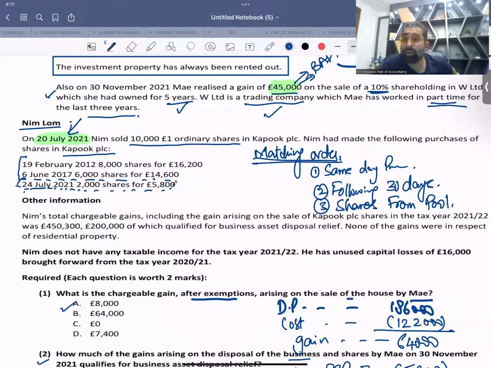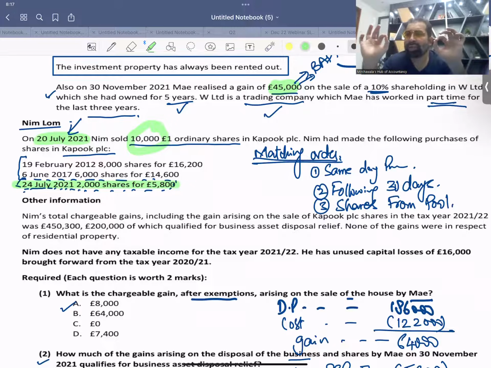What is the second step? Following 30 days. Our disposal date was 20th July, and we bought shares in the next 30 days. Yes, this one. Total shares we sold were 10,000. So for 2,000 of the 10,000 shares, we'll pick the cost from 24th July 2021, that is 5,800.